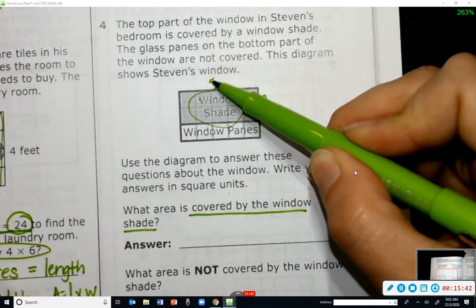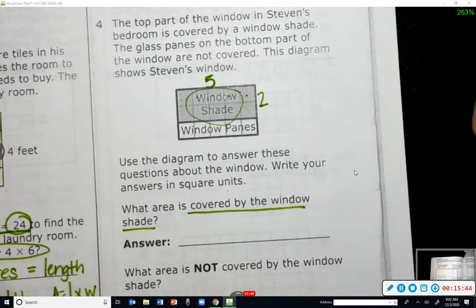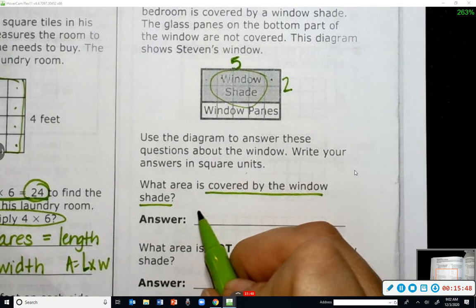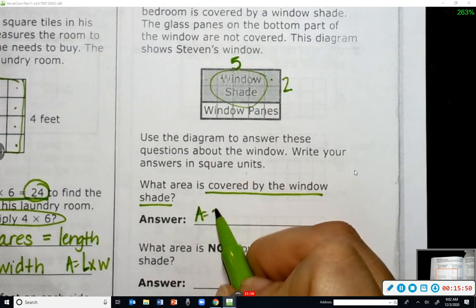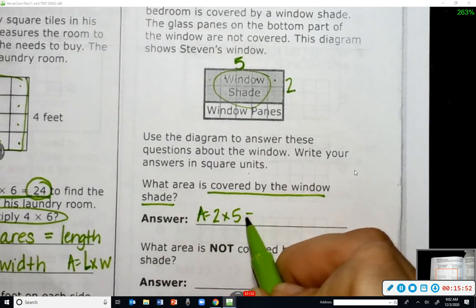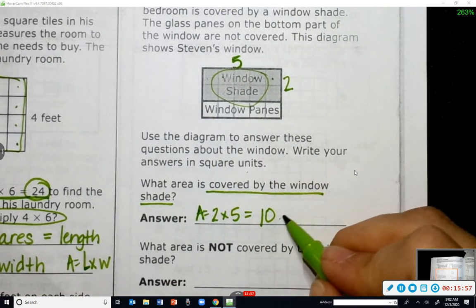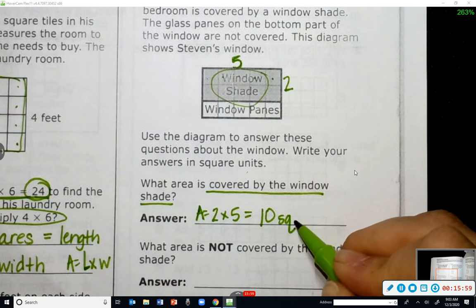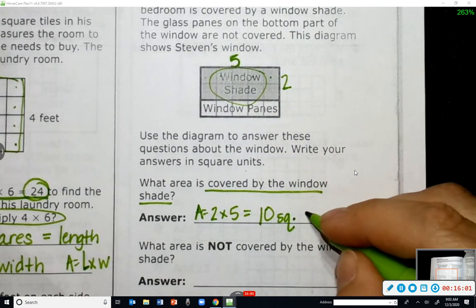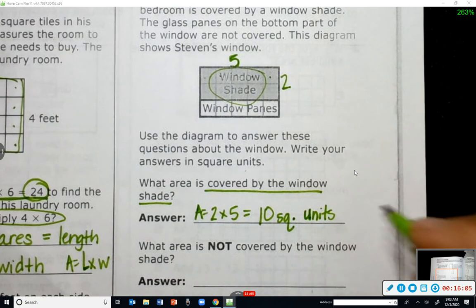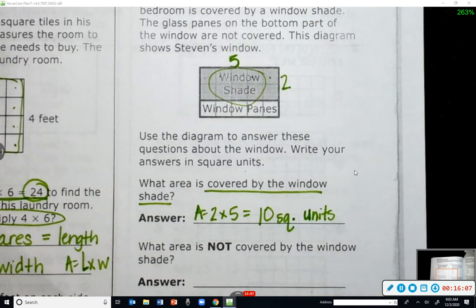So what do we do with those 2 numbers? We type that. Very good. Thank you. So the area equals 2 times 5, which is 10 square, and we're just going to abbreviate square SQ units. We write the word units when we don't know what the measurement is. Feet, inches, meters.